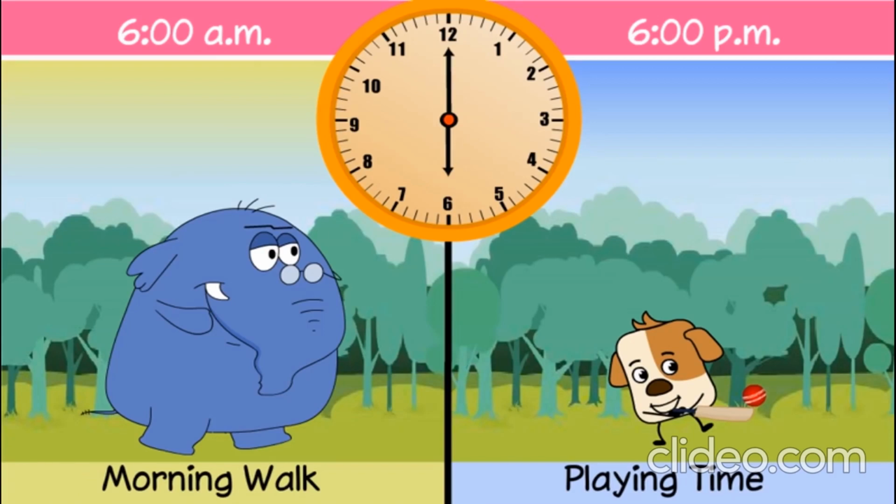Here also two pictures are there. The first picture is given as morning walk. Morning means it is AM. What is the time given in this clock? It is 6 o'clock. That means the first picture is 6 AM. Second picture, see here, it is playing time. When will we play? During the evening. In the evening. That means it is 6 PM.